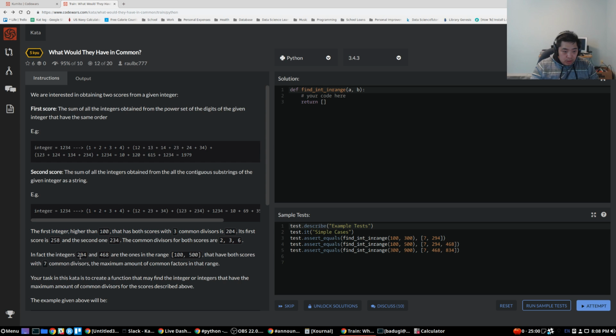In fact, the integers 294 and 2468 are the ones in range 100 to 500 that have both scores with 7 common divisors. The maximum amount of common factors in that range. Okay. I don't get that part. So if we have 2 integers now, it's not just one integer, he's giving us 2 integers to calculate all this.